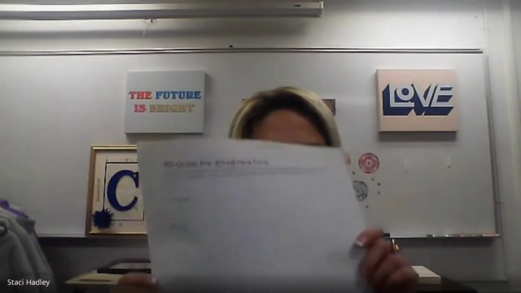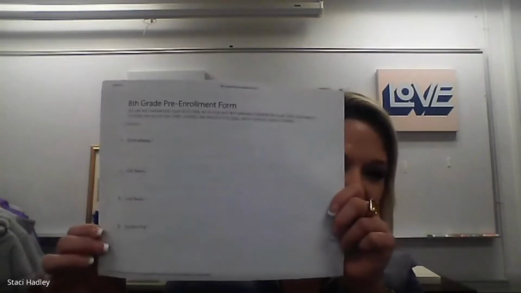This is just a brief introduction to enrollment. Ms. Hadley will start. She will show you as much as you can see of a Google form, and this will apply for 6th, 7th, and 8th graders for the VPA. It's going to look something like this. You're going to find it in a Google form on the website.